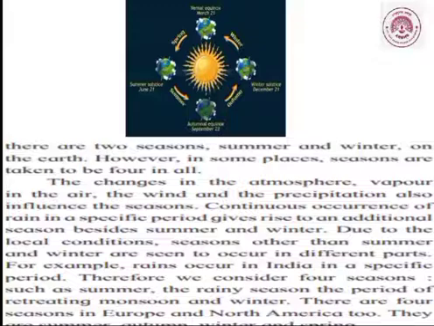Due to the local conditions, seasons other than summer and winter are seen to occur in different parts. For example, rains occur in India in a specific period. Therefore, we consider 4 seasons, such as summer, the rainy season, the period of retreating monsoon, and winter. There are 4 seasons in Europe and North America too. They are summer, autumn, winter, and spring.